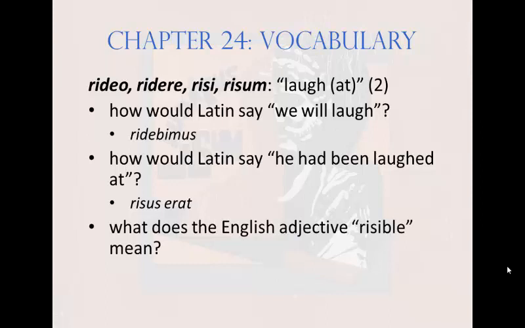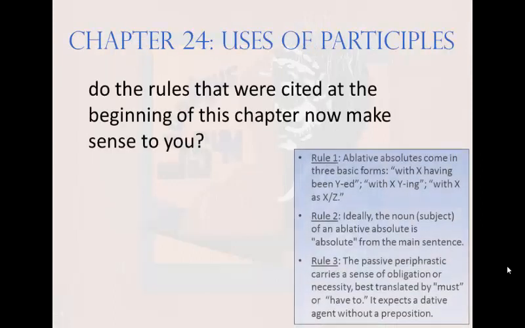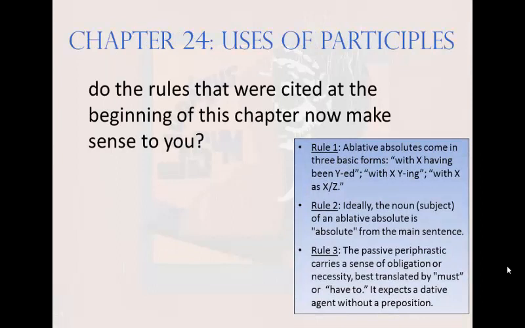Finally, what do you think the English derivative risible means? It's an adjective. Yes, exactly. Laughable, absurd. No comment.